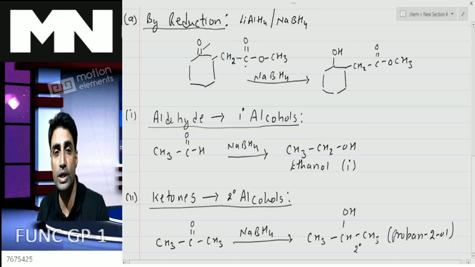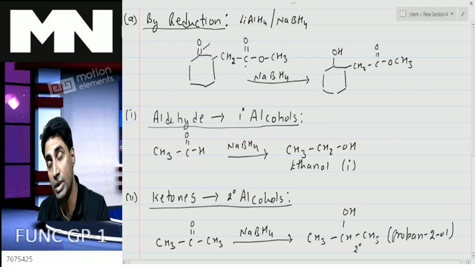So aldehydes on reduction will give you primary alcohols, whereas ketones on reduction will give you secondary alcohols.